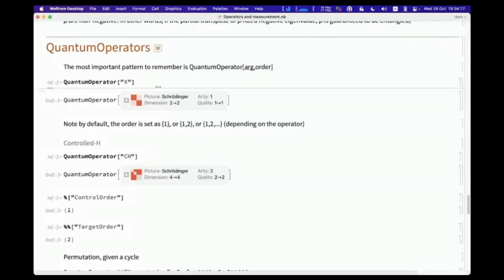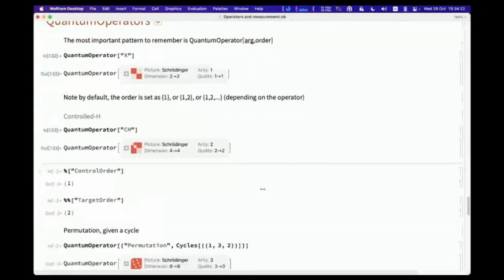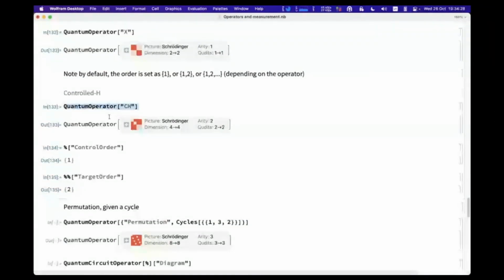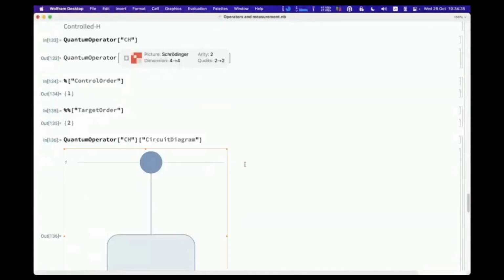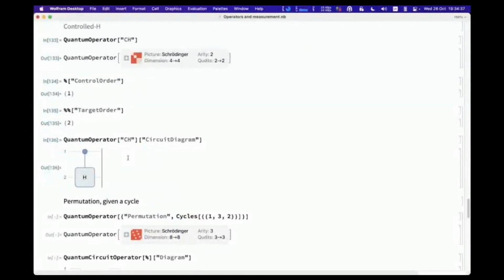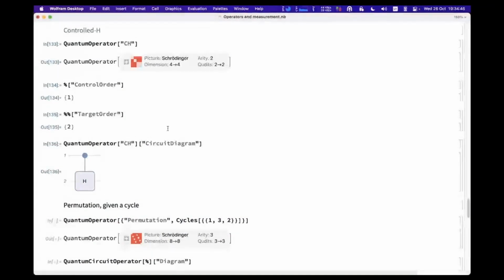We go with the named operators. We have a collection of named operators. One interesting feature is control operators. Many of the named control operators have C at the beginning. So you see, this is a circuit diagram. The control order is 1, the target order is 2. So that's how we can get it.